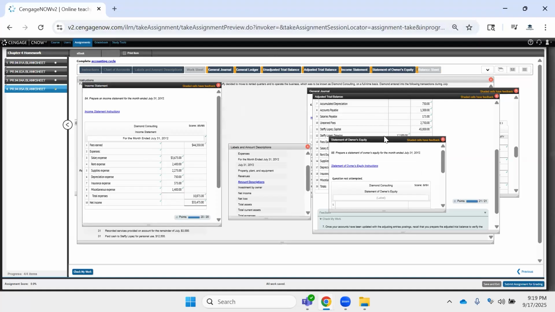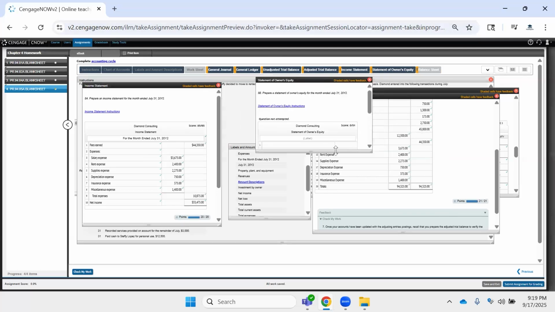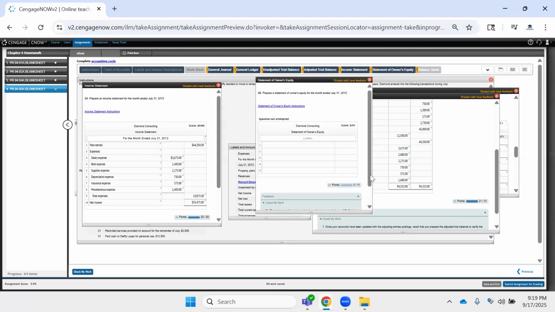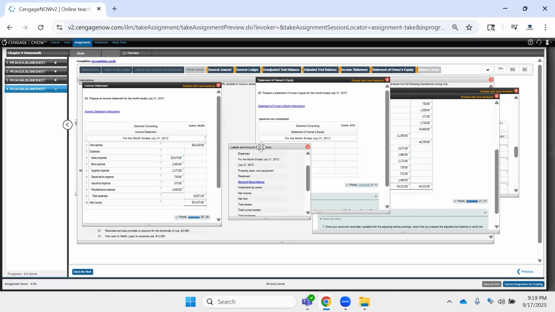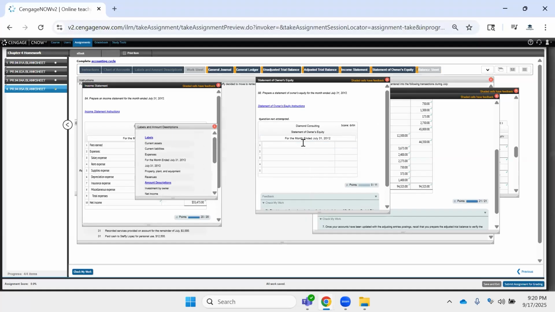Now, statement of owner's equity is also a period in time. It shows the changes in equity over time. So it's also going to be for the month ended because it shows a period of time, not a snapshot of a moment in time. That's the balance sheet. So it's going to be for the month ended and then an amount description.